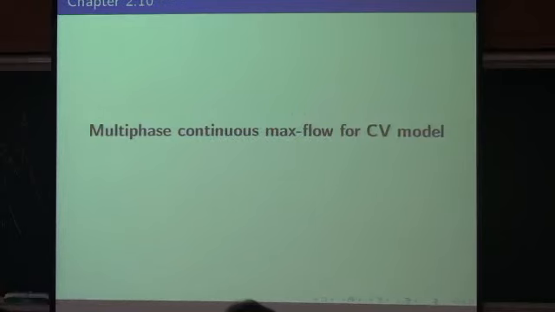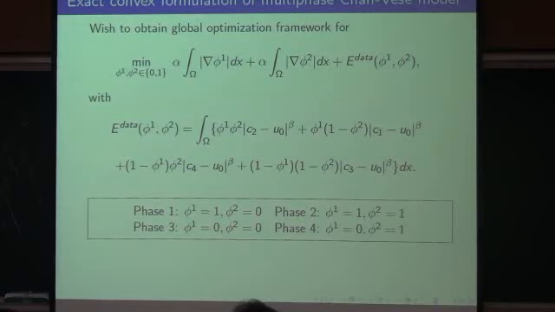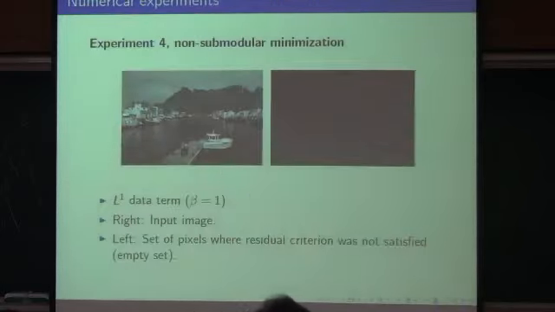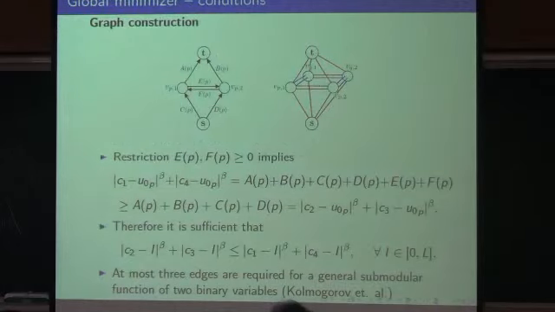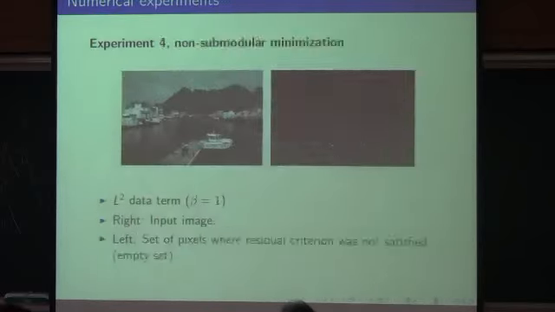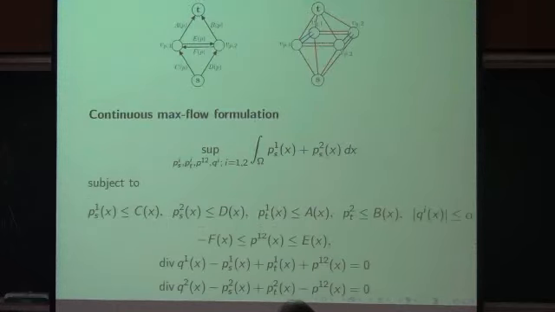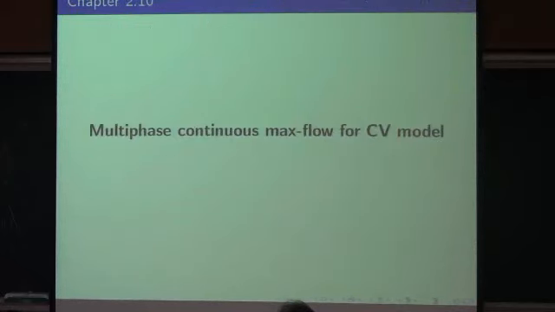So the last thing I want to talk about is a CV graph. So this graph is especially for CV. As we did for the two-phase case, we can also make it continuous. So that's multiphase max flow for the CV.